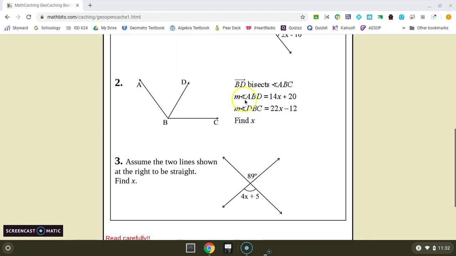Then for number 2, it's telling us that BD is a bisector of this angle ABC. So that means this angle and this angle are equal, right? Because bisector means it splits it into 2 equal parts. So you're going to set them equal to each other, and then solve. For x, I ended up getting 4. So double check your work with my answer to make sure you got 4.